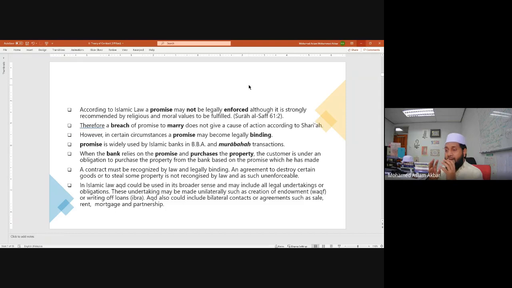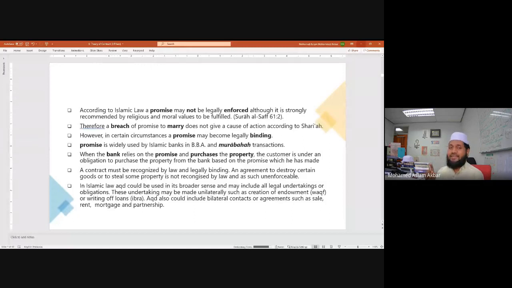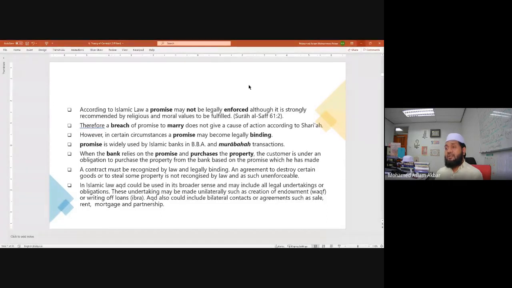So now let's say you are going for a house loan and you said you want to do a murabaha loan, and then you want to buy a product and you are buying monthly. Even though you are not becoming the complete owner of it, the bank actually makes you the owner of it based on the promise that you give. That is exceptional. This is where you can see when the bank relies on the promise and purchases the property, the customer is under an obligation to purchase the property from the bank based on the promise which he has made. This promise can become the contract. That's because there are many parties, especially the bank comes in. All right.